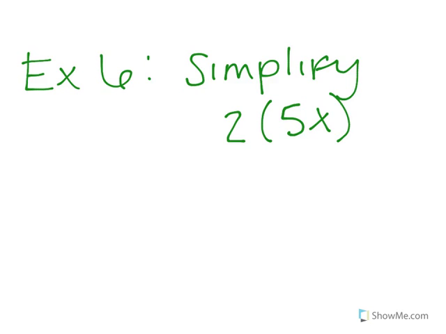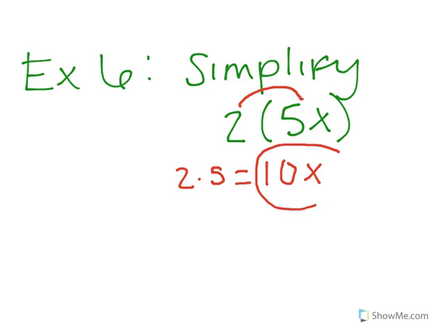I'm just going to multiply 2 to whatever's inside those parentheses. So 2 times 5, and we know what 2 times 5 is. We don't even have to worry about those signs. 2 times 5 is 10, and then I'm just going to attach the x at the end. So this is 10 times x, or 10x.